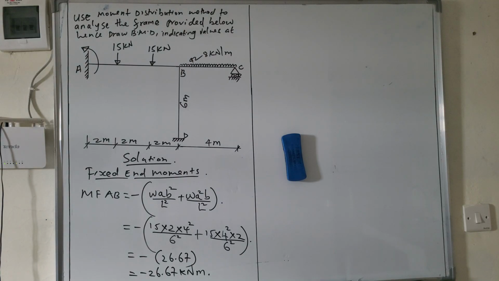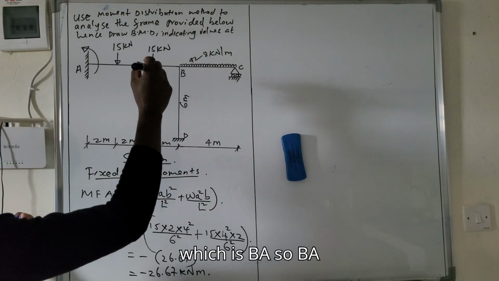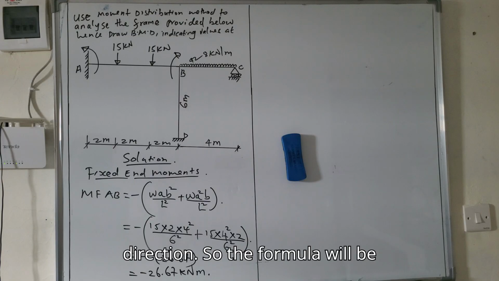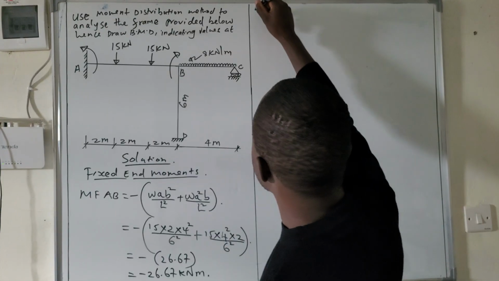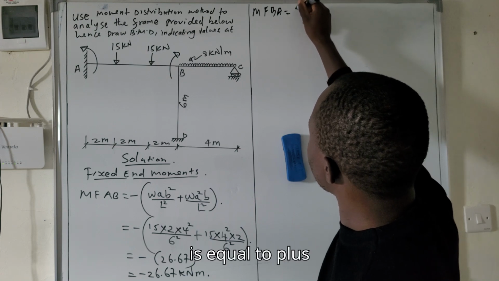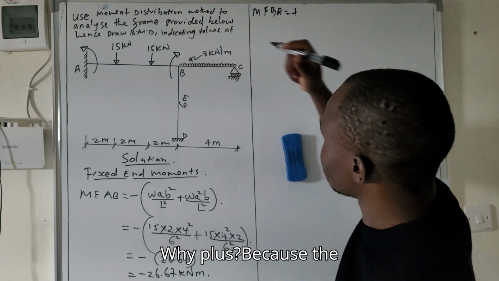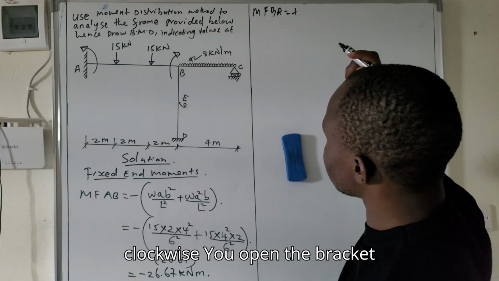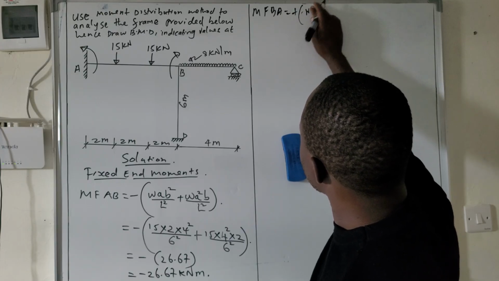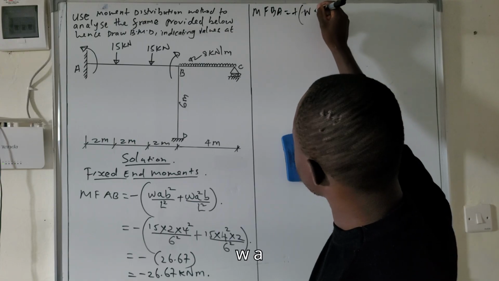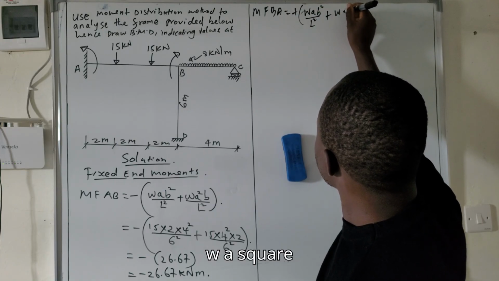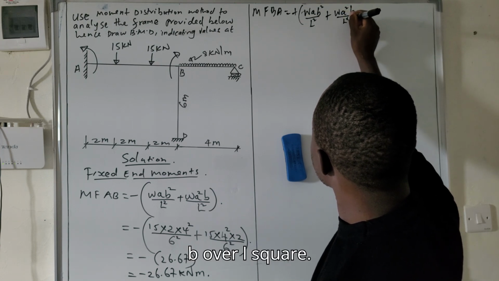We proceed to this fixed end moment, which is BA. So BA will be moving in clockwise direction. So the formula will be MFBA is equal to plus. Why plus? Because the moment is in the direction of clockwise. You open the bracket, W A B squared over L squared plus W A squared B over L squared.